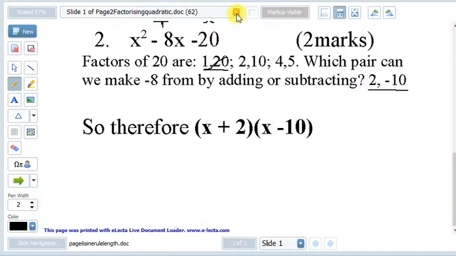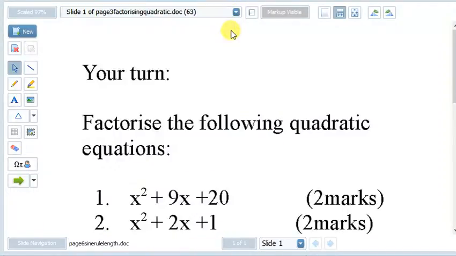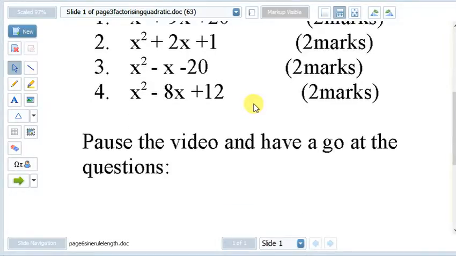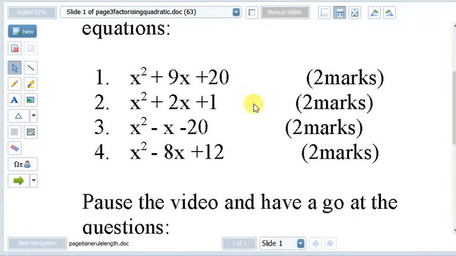Okay, so it's now your turn to have a go at factorising a couple of quadratics. 4 to do, so pause the video and have a go at factorising these expressions. Okay, so just be careful, it's two numbers that times to give that one and add together to give this one here. Okay, so pause the video and have a go.